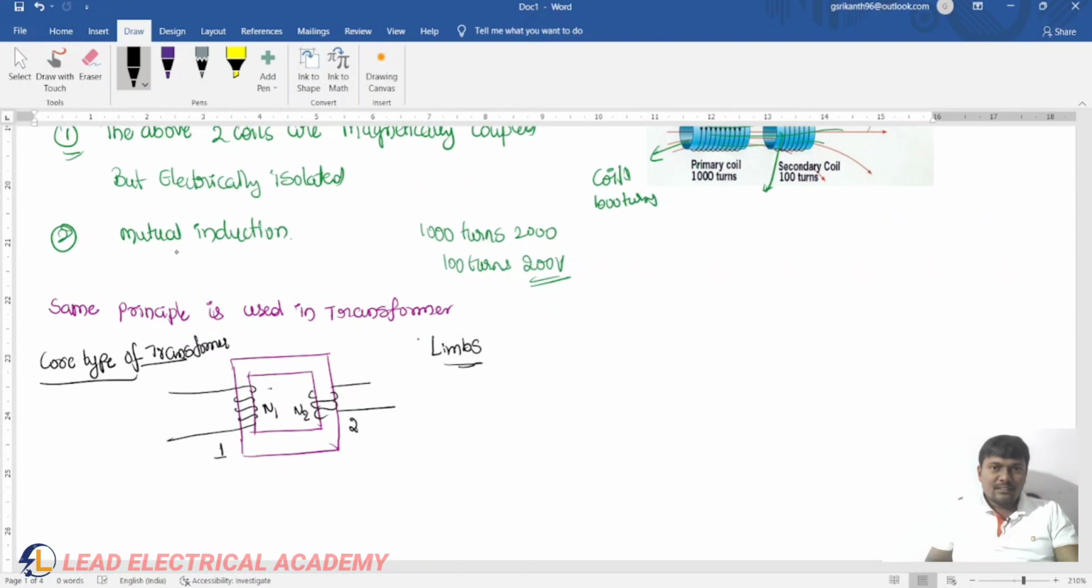I am giving a supply voltage here, a sinusoidal voltage. Then a sinusoidal current flows through the coil, which produces an alternating flux. This flux links with the primary winding and secondary winding, and an EMF is induced in the primary as well as the secondary winding. This winding we can say is the primary winding, and this winding is the secondary winding.